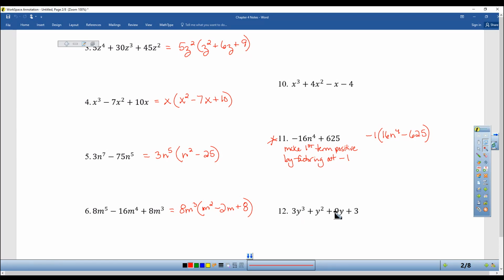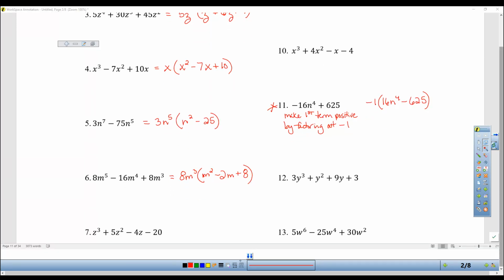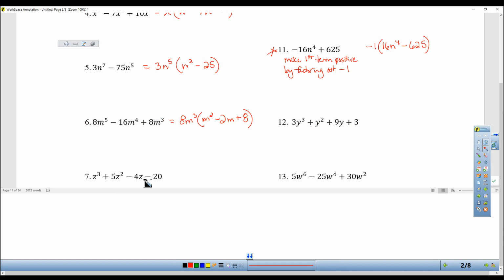I can't factor anything out of 12. And down here on number 7, I can't factor anything out. Ooh, but I can on 13. On 13, I can take out a 5 and a w squared, which leaves me with w to the 4th minus 5w squared plus 6.